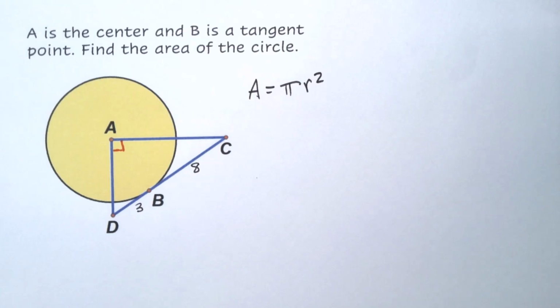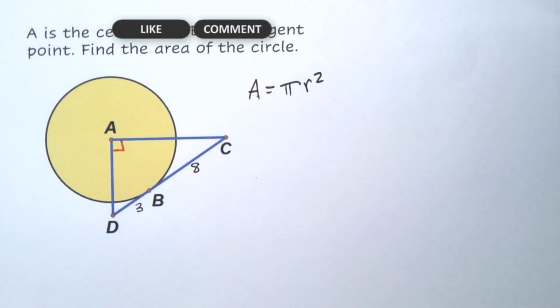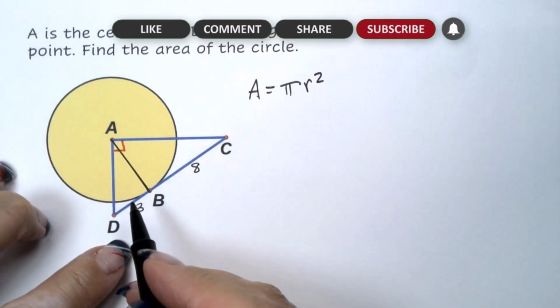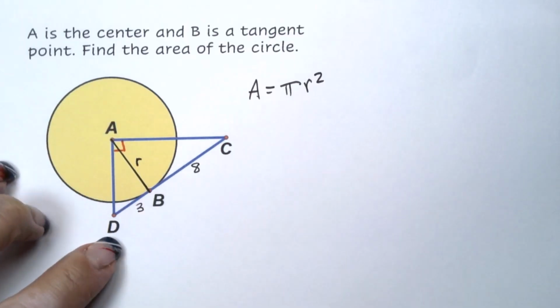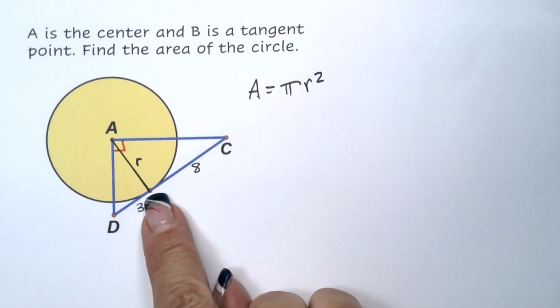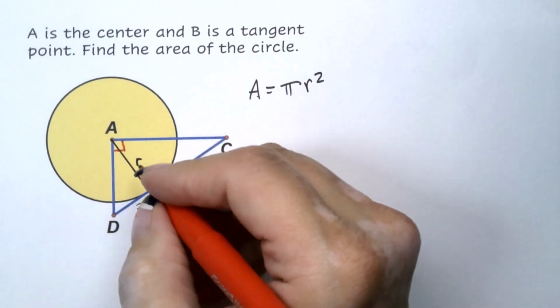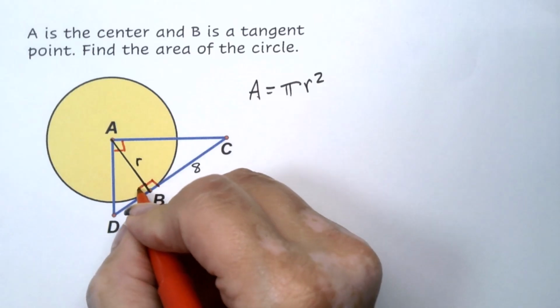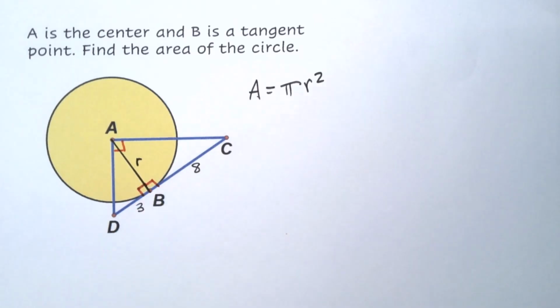So how about we just put a radius in here? And that would be a radius. And the thing about a point of tangency and a radius is that they are perpendicular. That's a theorem in geometry. So I know that this is 90 degrees. So that means this is 90 degrees. Let's see what I can do with that.